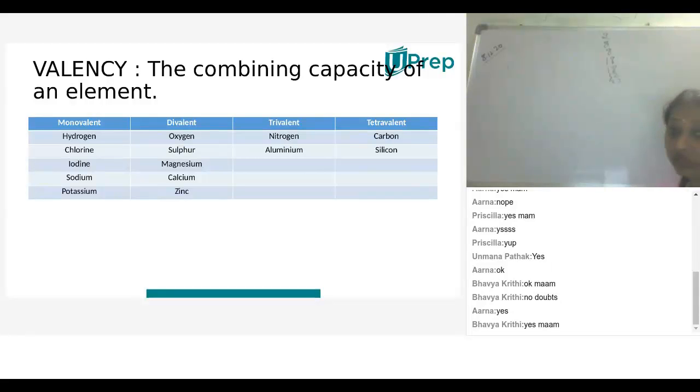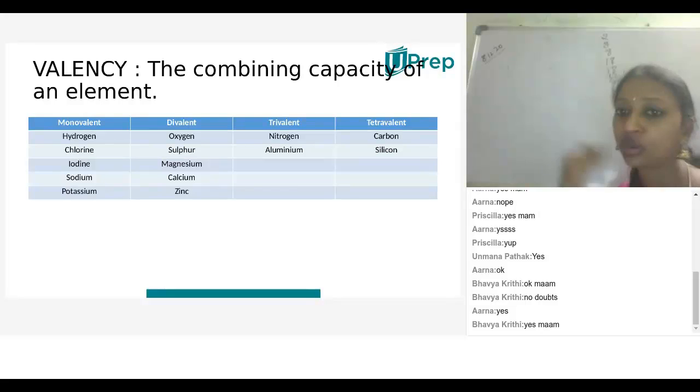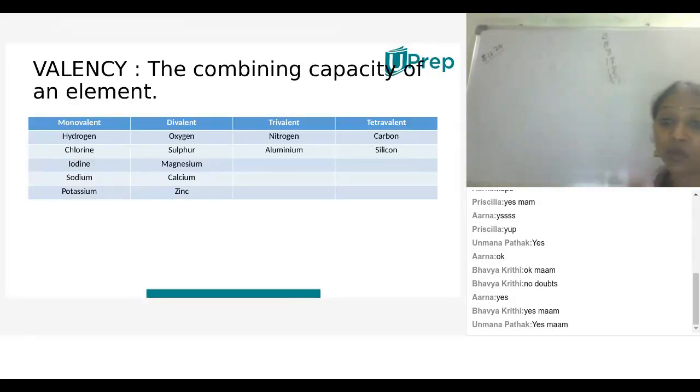Here 2, 8, 8, 18, 18, 32, 32. So that means the third shell can accommodate how many electrons? 8. Only 8, not beyond that. It cannot bear more than 8. It can bear up to 8. The same scientist has given this idea also.